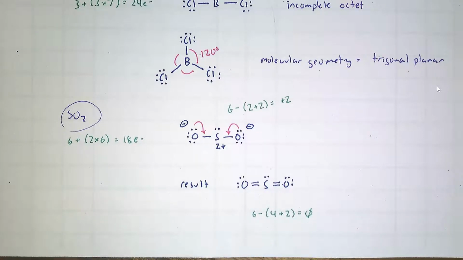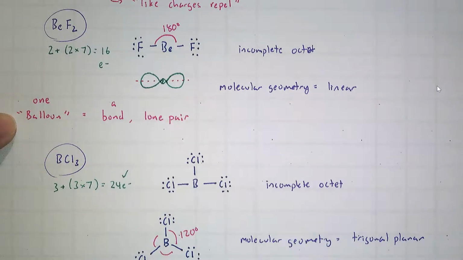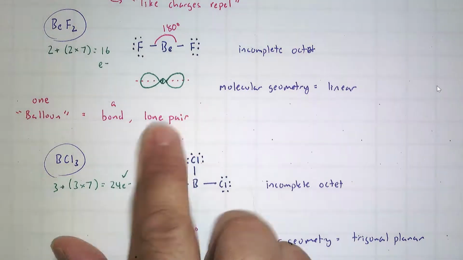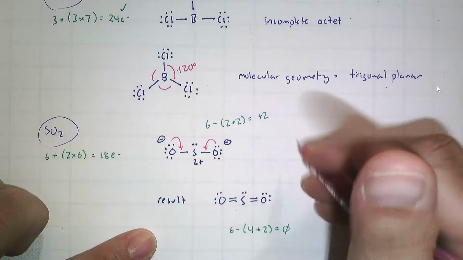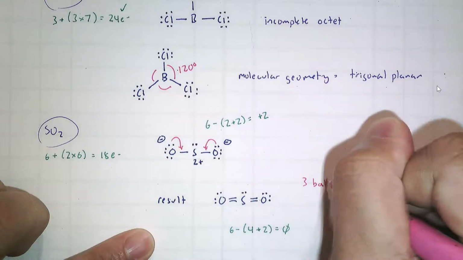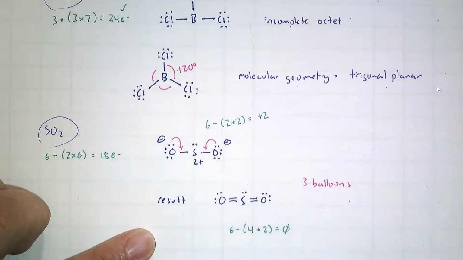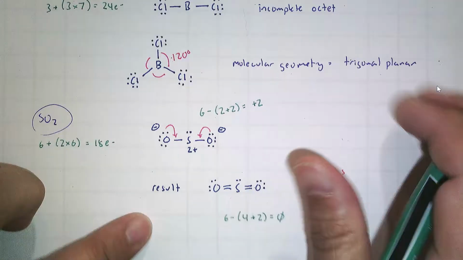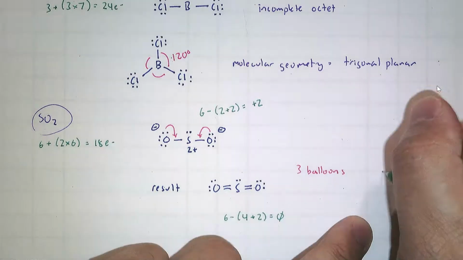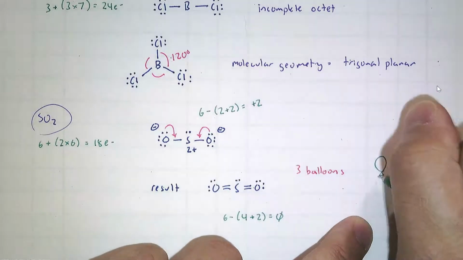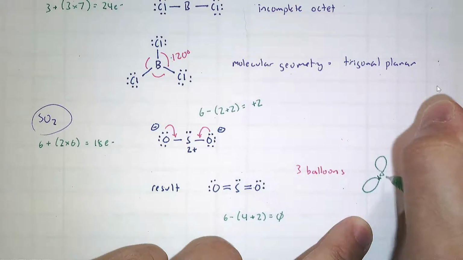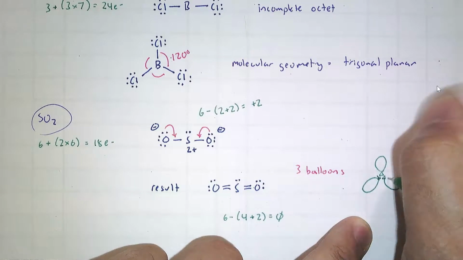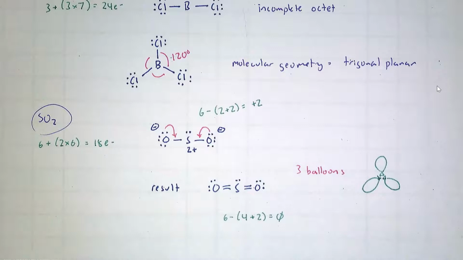But what about the balloons? See, I'm also counting a balloon as a lone pair, or a lone pair as a balloon. So here I have 3 balloons. And just from the cartoon or the photograph, you saw that the 3 balloons form a 120-degree angle, ideally, but I'm running out of space here.